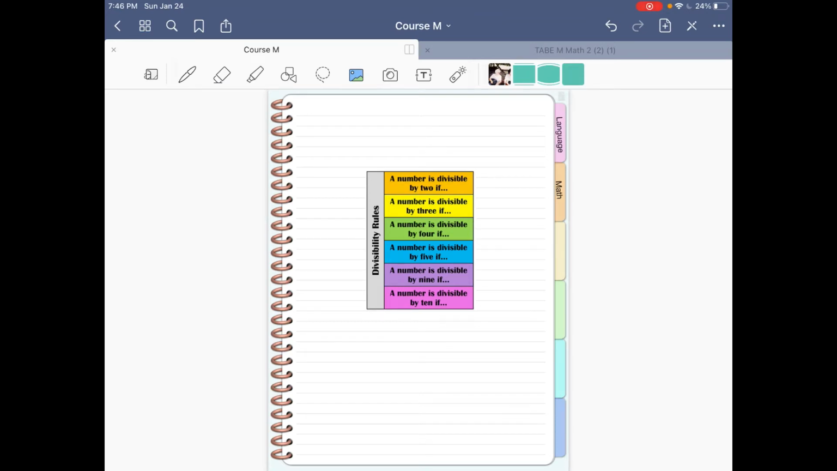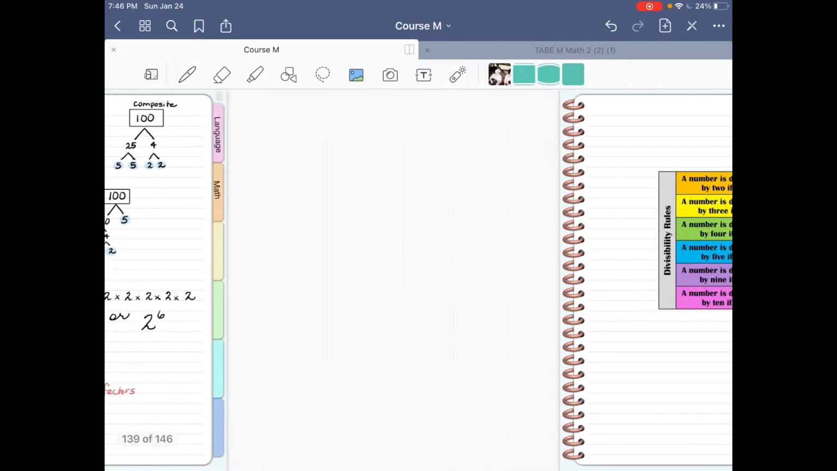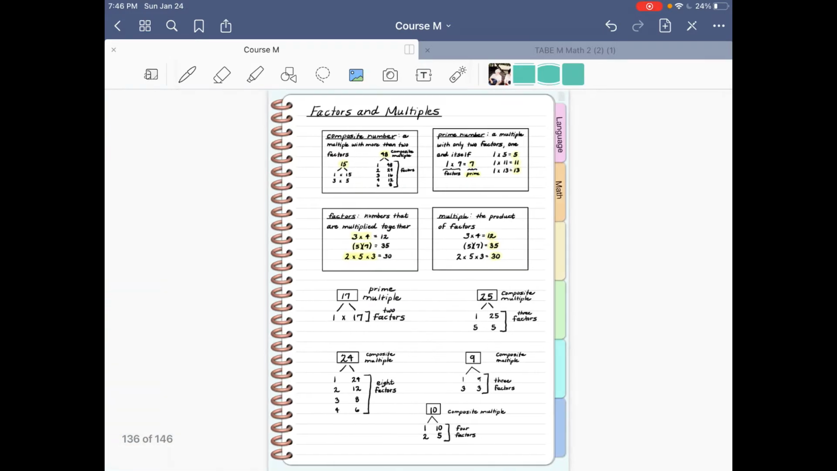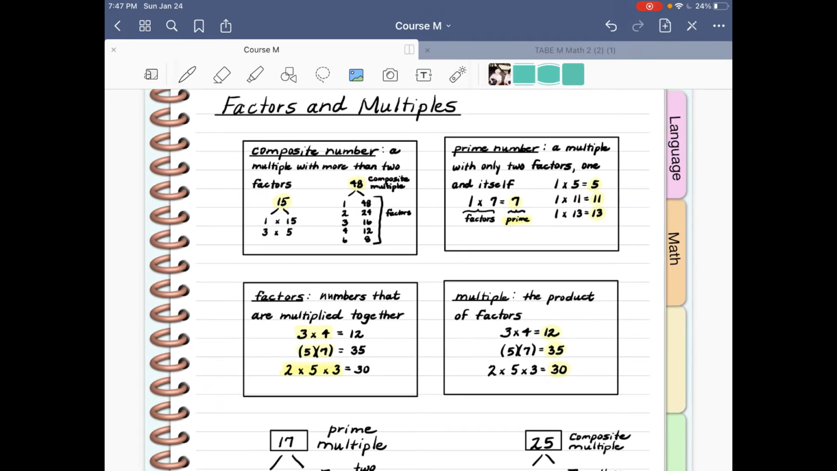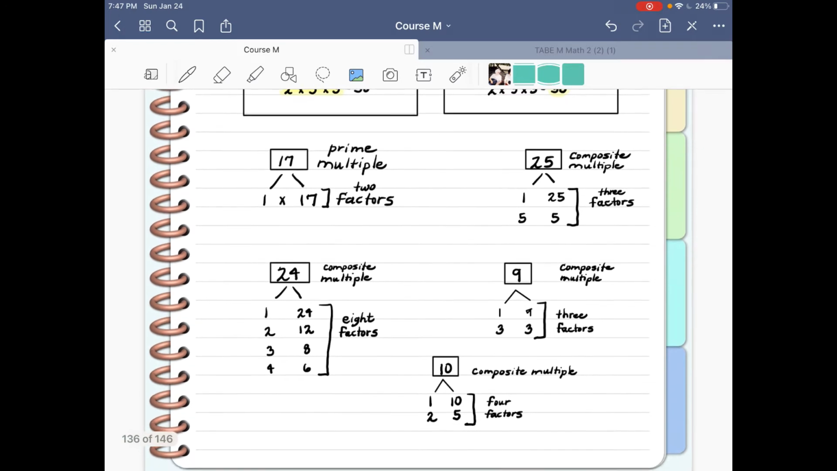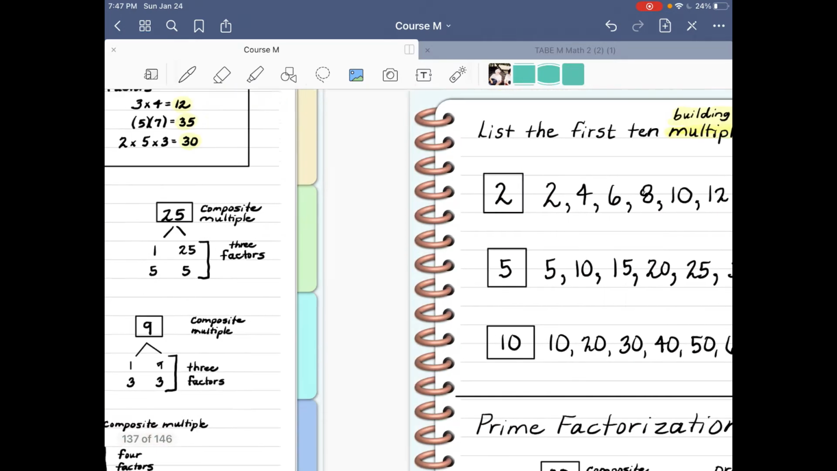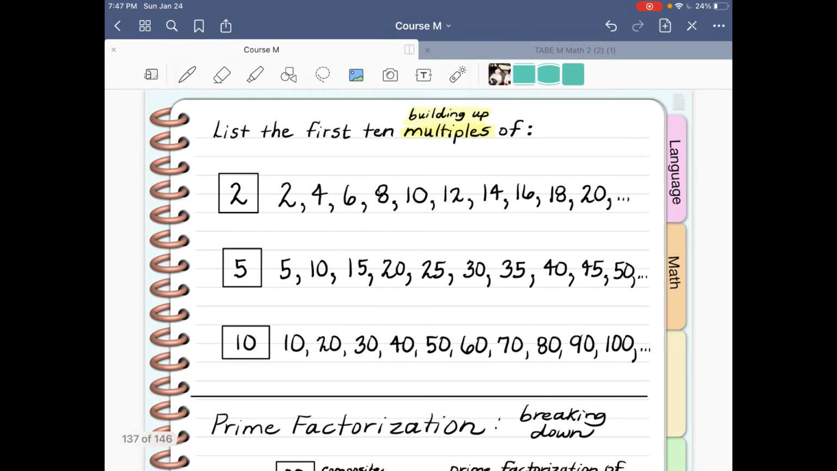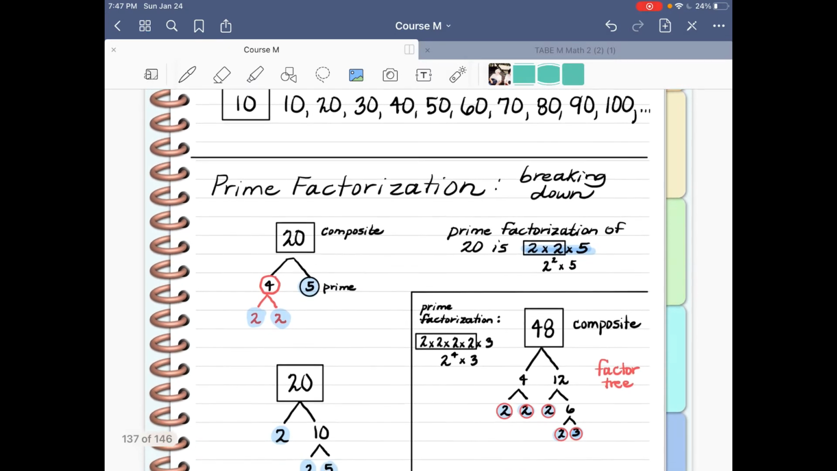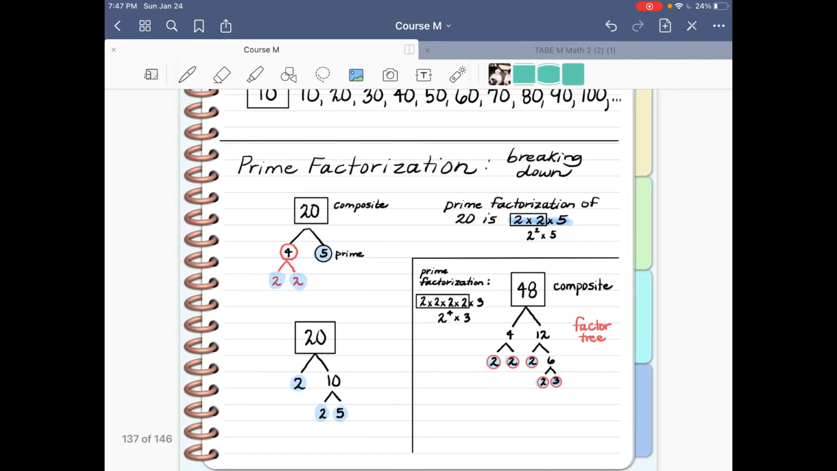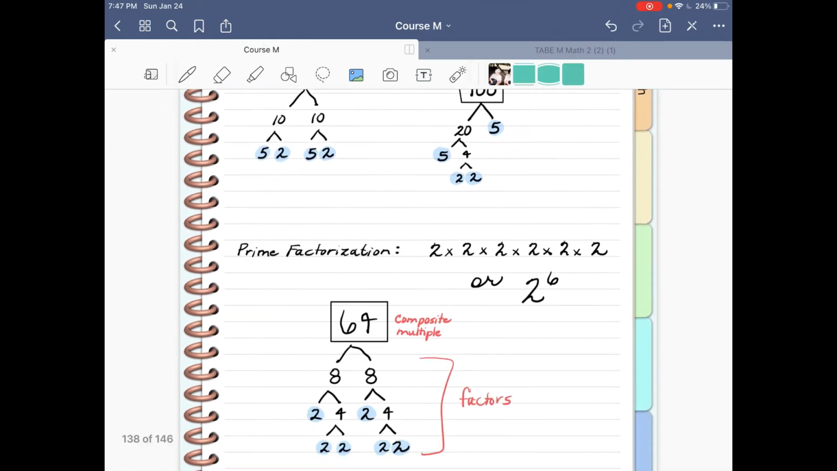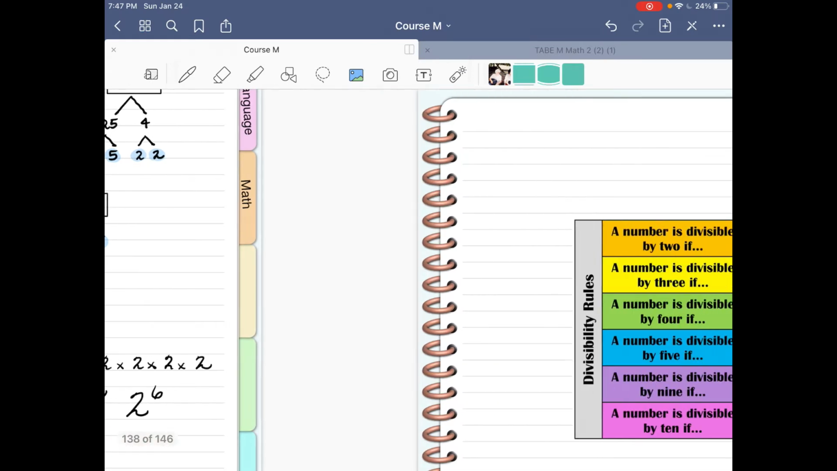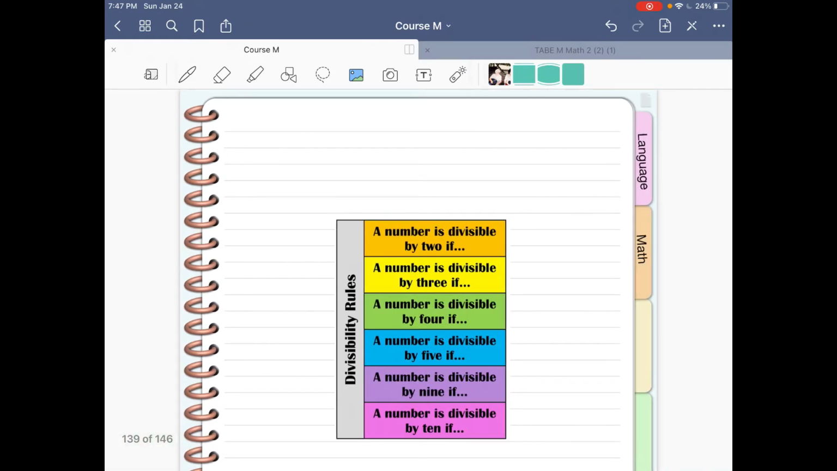Welcome back. For the next piece of this lesson, let me just review where we have been. We started with our factors and multiples flashcards. We looked at prime and composite numbers. We looked at building up multiples and breaking down prime factors. And we did some prime factorization problems, and now we are looking at divisibility rules.